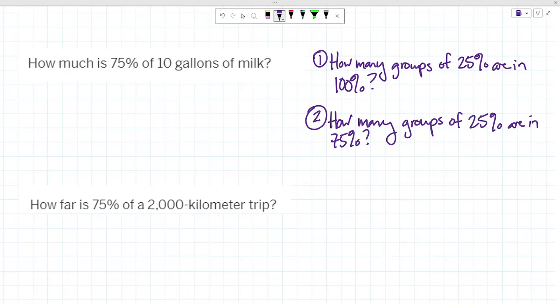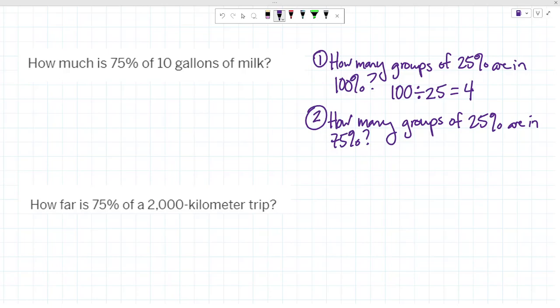To answer this first question, how many groups of 25% are in 100%? Well, that's a division problem, right? Because we're asking really what is 100 divided by 25. You can count by 25s till you get to 100 because it's saying 25 times what is 100? 25, 50, 75, 100. So it'd be 4 groups.